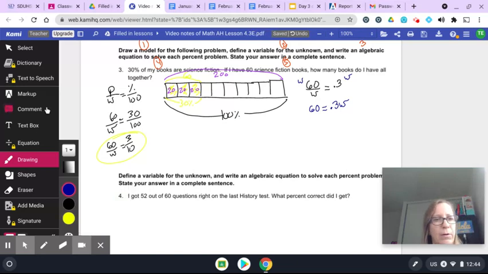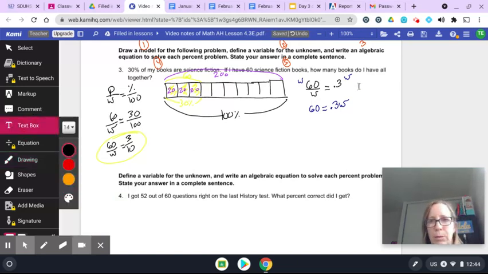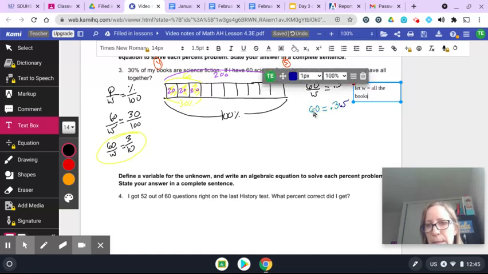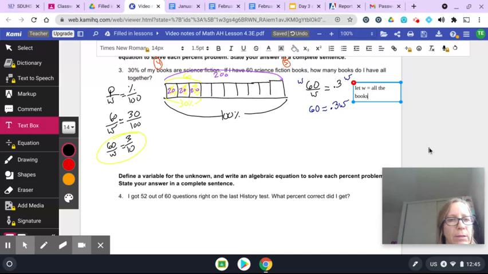I need to define my variable. W is all my books. Let W equal all the books. Okay, now there's so many ways you can write equations. This is part of it. 30% of all my books are the 60 science fiction books. Okay, now I have to solve it with the equation.